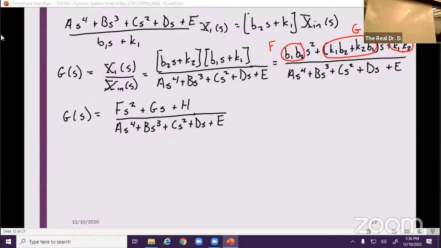And just for completeness, that equals E, and G actually equals D. Okay. Everybody following? Do you have any questions about how we got here?